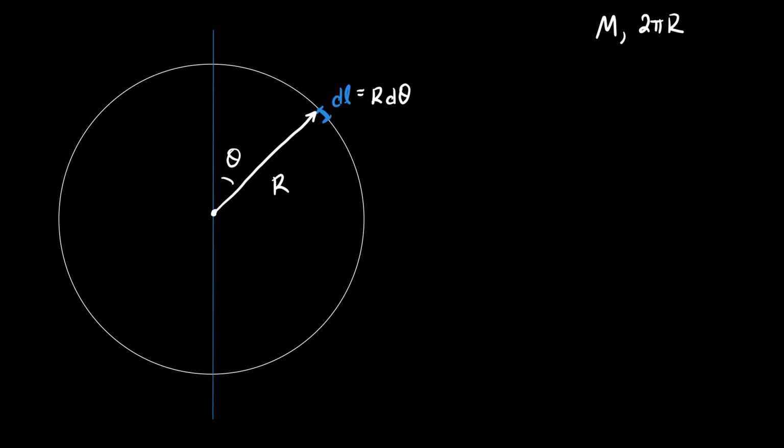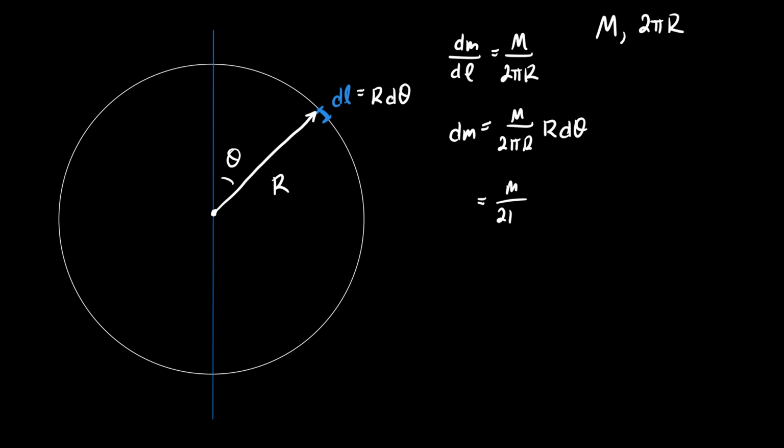So I believe my next step is to say that dm is to dl as m is to 2 pi r. That all good? So dm will be m over 2 pi r dl, but dl is r d theta. All good? I'll cancel out the r. I now have my substitution for dm. So we can build our integral.